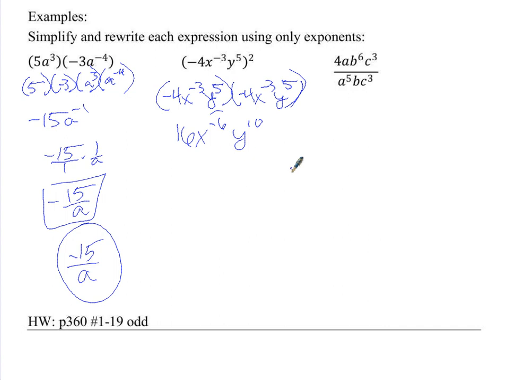This guy right here with the negative exponent is currently in the numerator. If I put it over 1, I have to move it to the denominator. So my answer is going to be 16. The x to the negative 6 goes to the denominator and becomes x to the positive 6. The y to the 10th does not move. It stays in the numerator, and there's my answer. If I had any fractions to reduce, I would reduce the fractions. But I don't, so that's my answer.